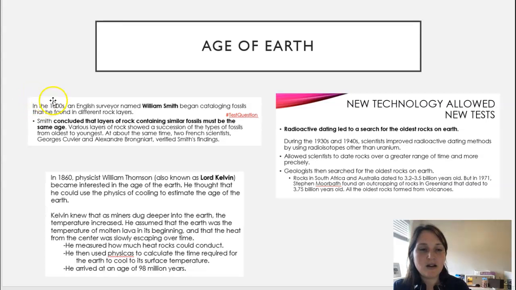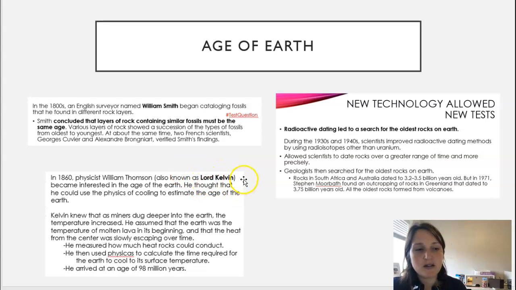In the 1800s, the scientist William Smith began to look at fossils, and he noticed that fossils found near each other might be from the same age rock. So he concluded that rock layers that contain similar types of fossils, even if they weren't close to each other, would be of similar age.